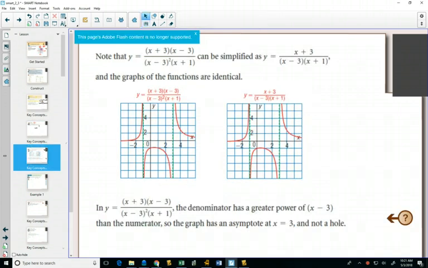So we've got two different equations. If you have this one, this x minus 3 would cancel out with one of those x minus 3's. So you would have a hole at x equals 3. But since you still have another x minus 3 on the bottom, you would have an asymptote there because it doesn't completely simplify away.